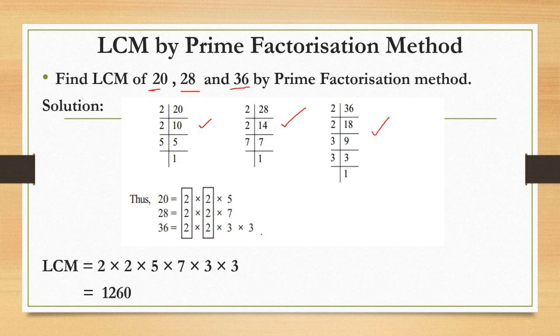Now you have to first find the common factors among these three numbers. That's what we have written here. Common factors: 2 into 2. Now you write the left values also in multiplication. So first we write 5, then 7, then 3 into 3 here in multiplication. After multiplication we got 1260.